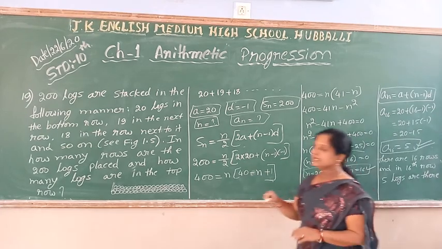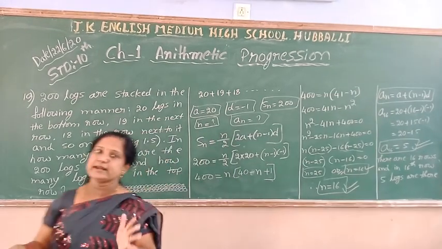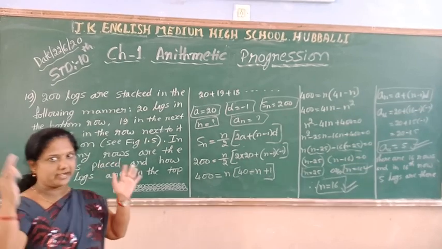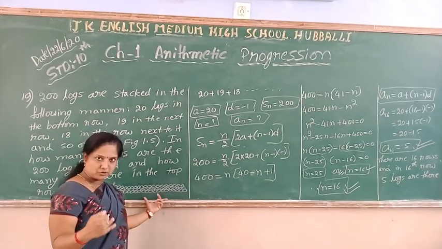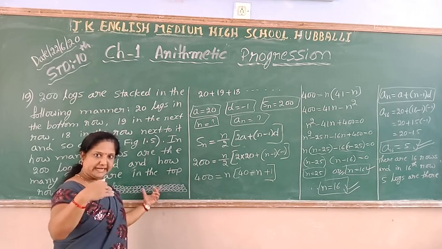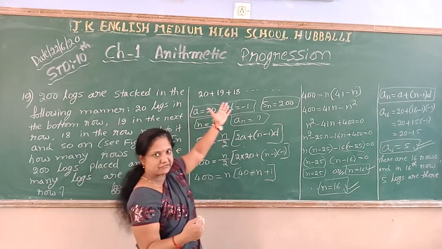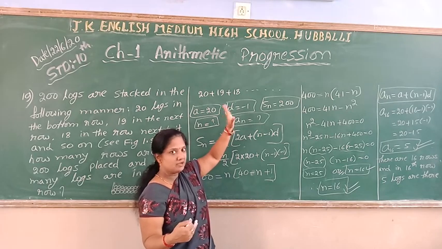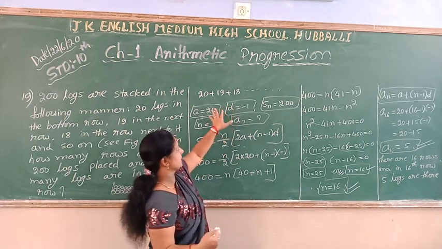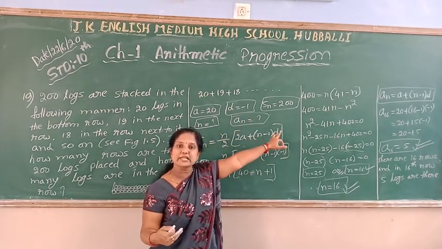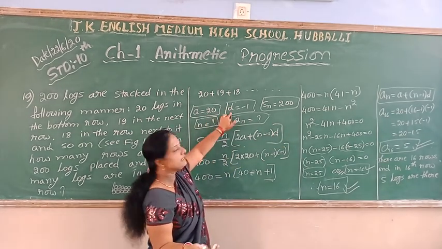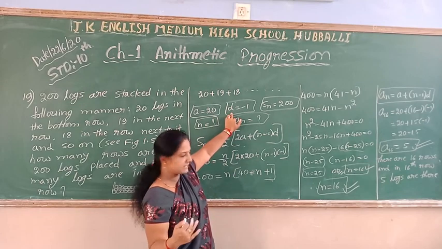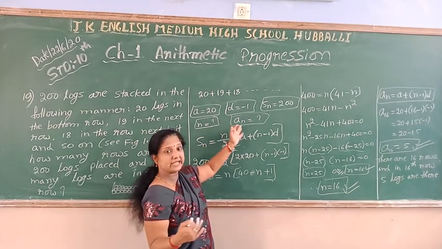Okay children, can I repeat once again? The number of logs in the bottom row is 200, and they vary this way. In the top row they kept 20 logs, reducing by 1 each row: 200, 199, 198. According to that I have written the sum Sn as 80 terms. I know the first number of logs is 200, the difference between any two terms is minus 1 here, and I have to find n and an.